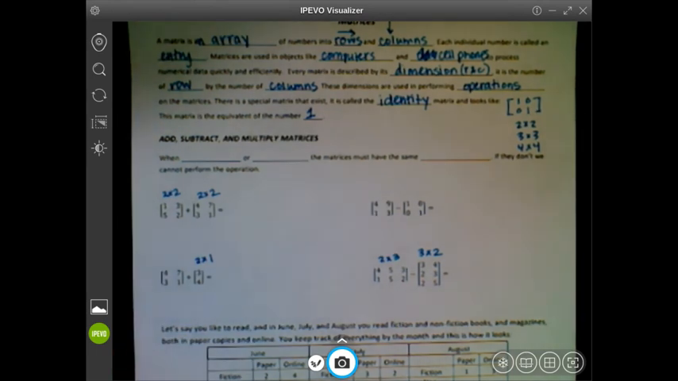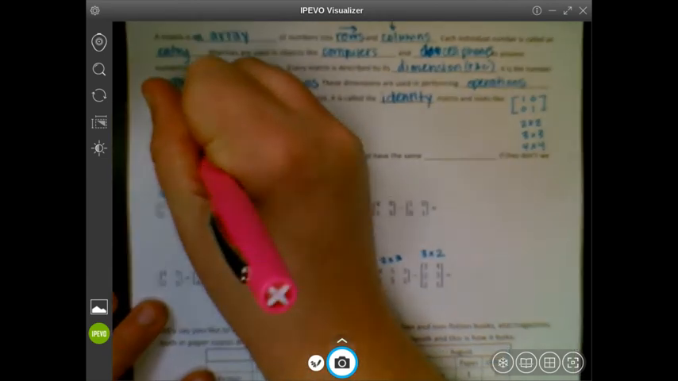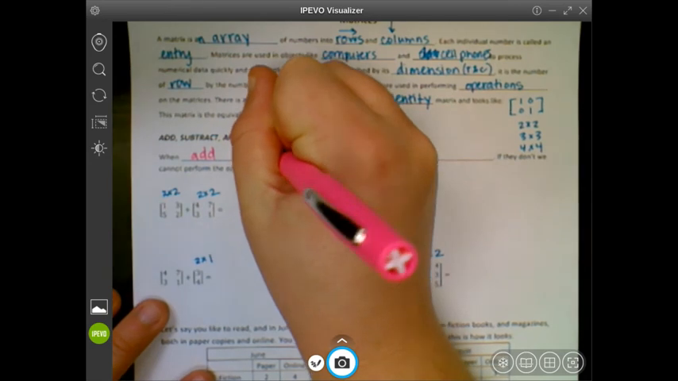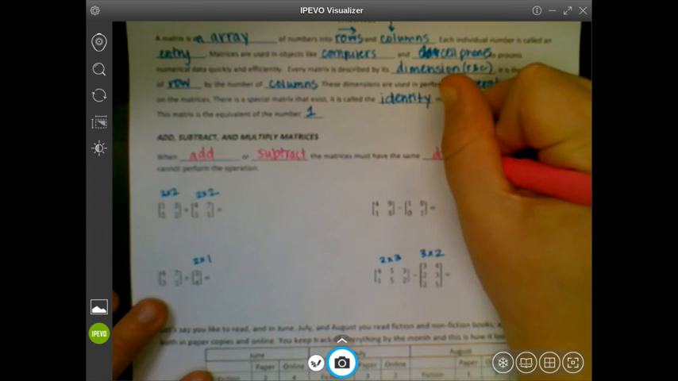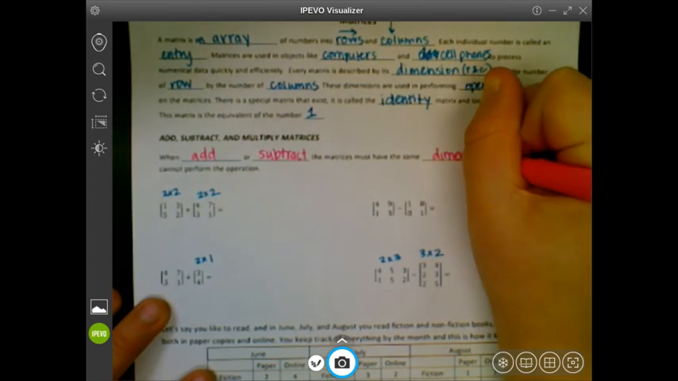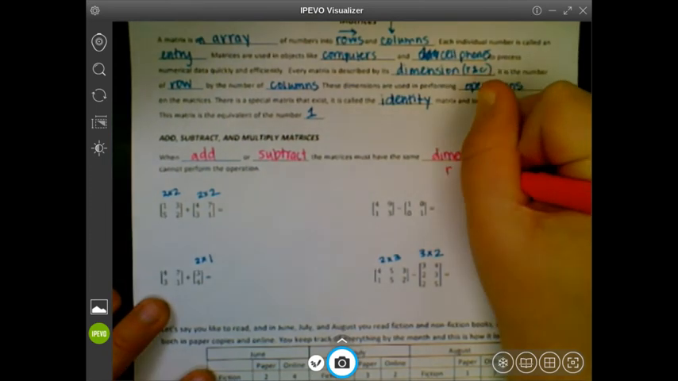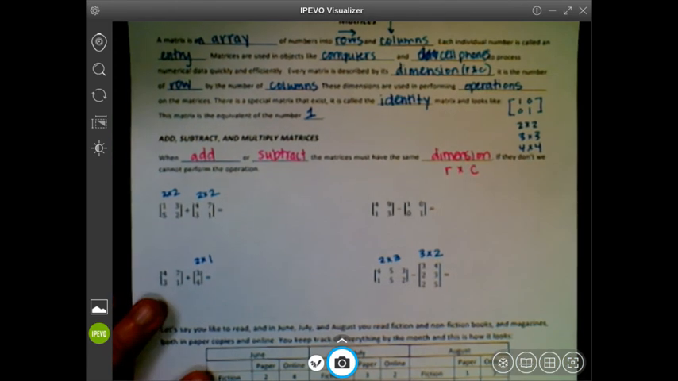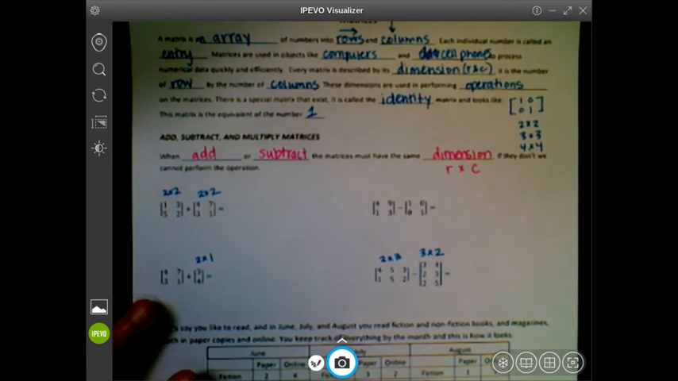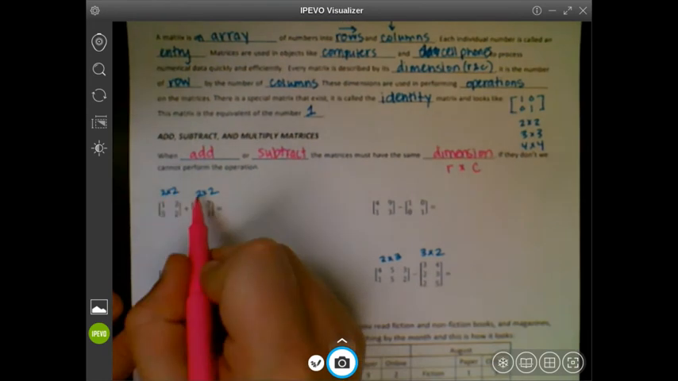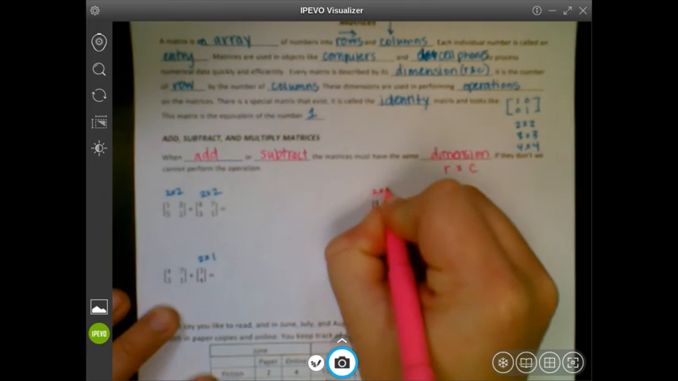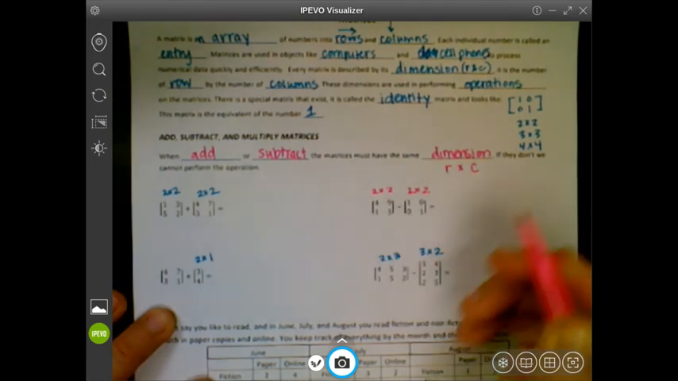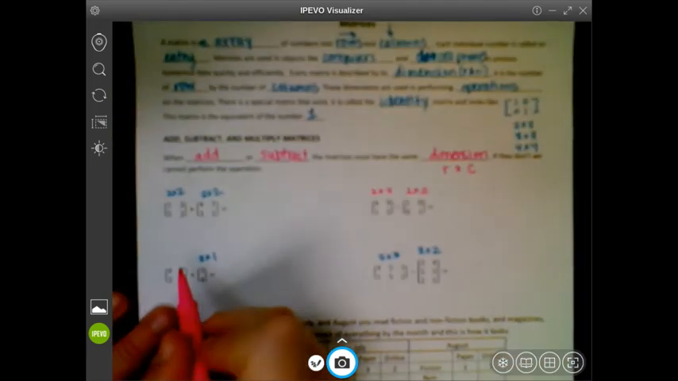All right, so let's go ahead and get into some adding and subtracting. Whenever you go to add or subtract, the matrices must have the same dimensions. Remember, your dimensions are your rows and columns, rows by columns. They have to match. If they don't match, you may not add or subtract. So for example, these match, it's a 2 by 2, so you can do this operation. These also match, it's a 2 by 2 and a 2 by 2, so you can go ahead and subtract here. These ones do not match.